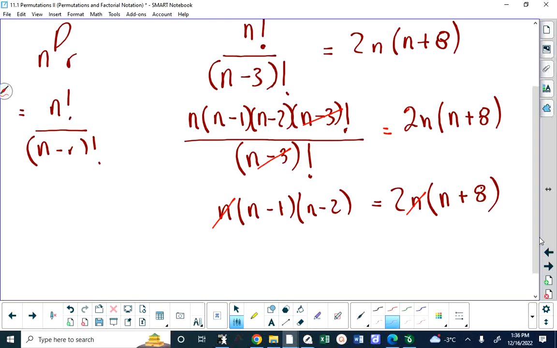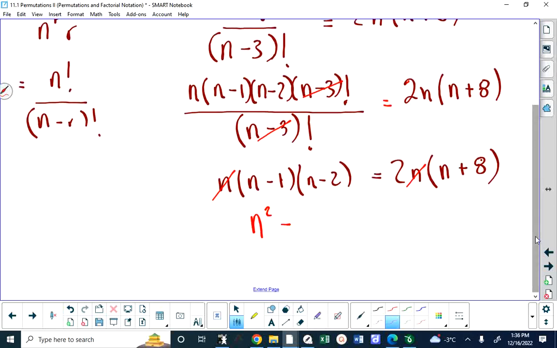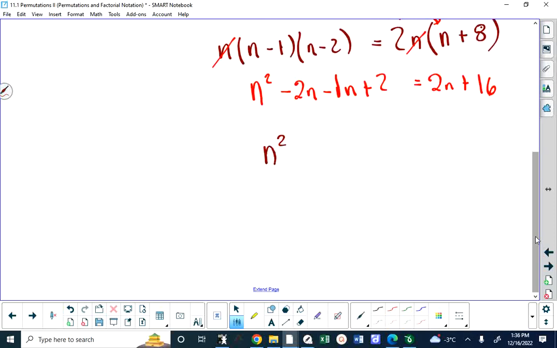I can FOIL out the left-hand side. I can expand out the right-hand side. And now it's getting, well, it's getting a lot simpler. That's my philosophy. You do stuff to equations to make them simpler equations. I can subtract 2n from both sides and get n squared minus 5n, and I subtract 16 from both sides and get minus 14 equals 0.